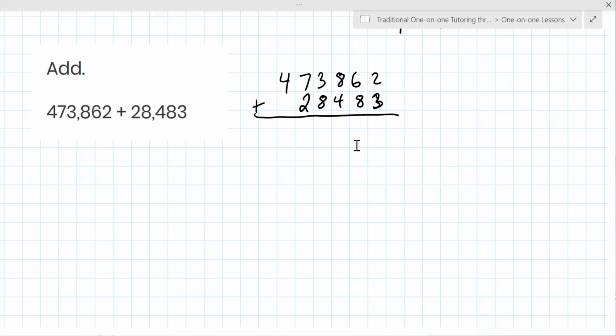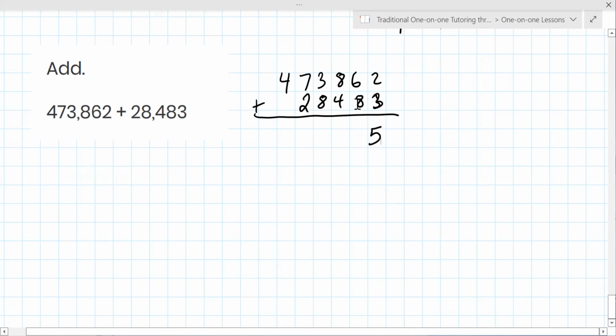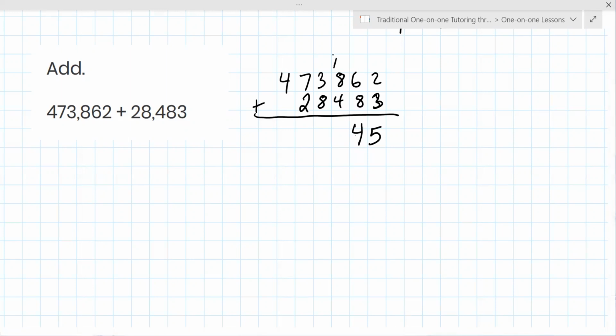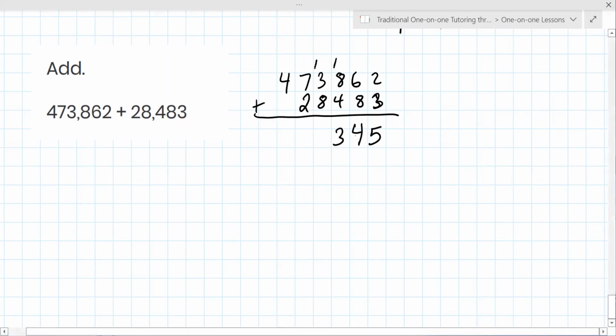Okay, got it down. Okay, let's start on the right here. What is 2 plus 3? 5. What is 6 plus 8? 14. Okay, so 4 goes down here and a carry of 1. So what's next? You're going to add 1 plus 8 plus 4. 13. Okay, 13. Carry of 1.